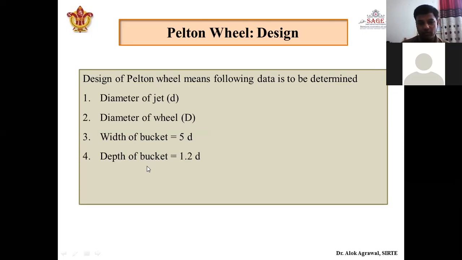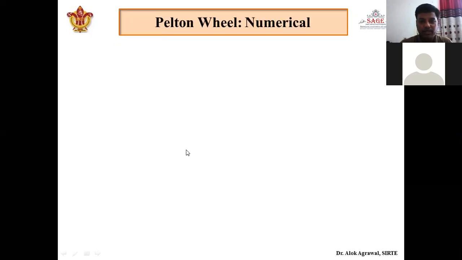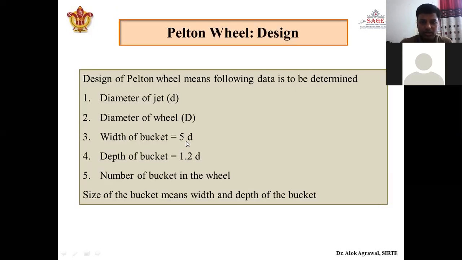Next is depth of the bucket. How much depth should the bucket have? It is 1.2 into d. See, all these things depend upon the diameter of jet. So the width of bucket is 5 times the diameter of jet, and the depth of bucket is 1.2 times the diameter of jet. Next is the number of buckets, which we have already seen the formula for, and with that formula we calculate the number of buckets, and the size of bucket means the width and depth. So if a problem says design a Pelton wheel, we have to calculate these 5 things: small d, capital D, width, depth, and number of buckets. So this is what I wanted to discuss in today's class, the theory.